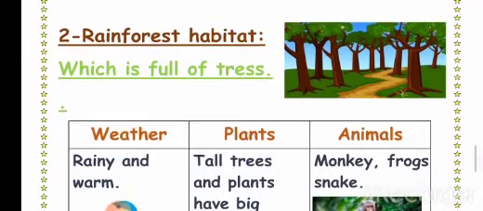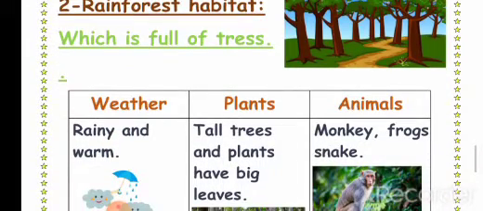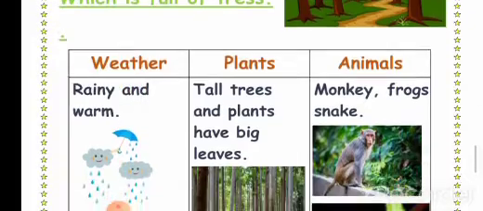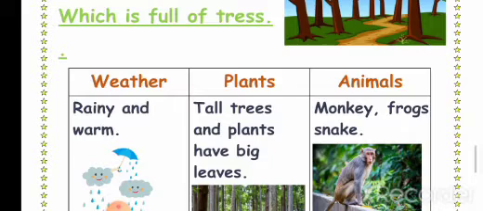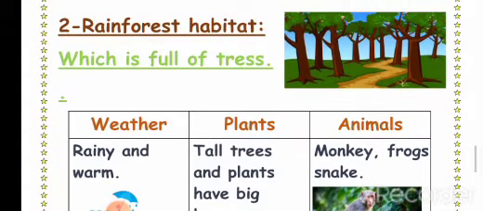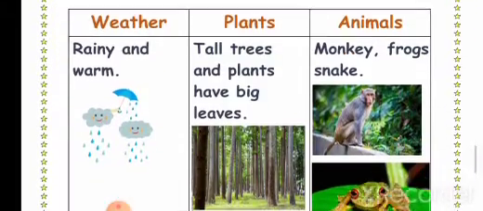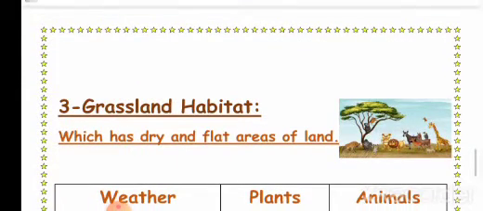Rainforest habitat is full of trees. The weather is rainy and warm. The plants that are found in the rainforest are tall trees, and the plants have big leaves. The animals that are found in the rainforest are monkey, frogs, and snake. Number 3, the grassland habitat, which is a dry and flat area.